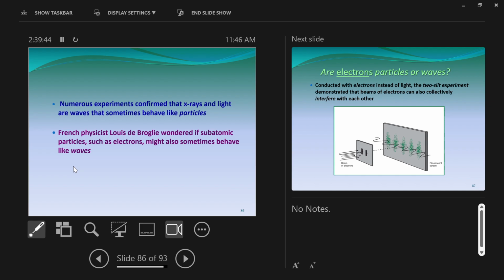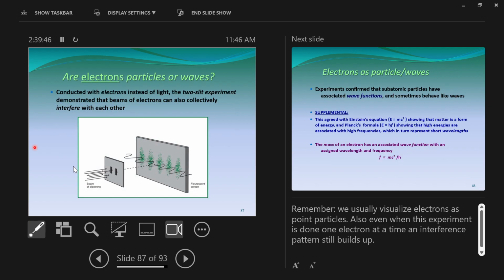And then they did experiments. They did the dual slit experiments with electrons instead of light. Okay, and you can actually control the emission of electrons to get it down to one single electron at a time. Again, if this were a dual slit experiment, hang on, pause.